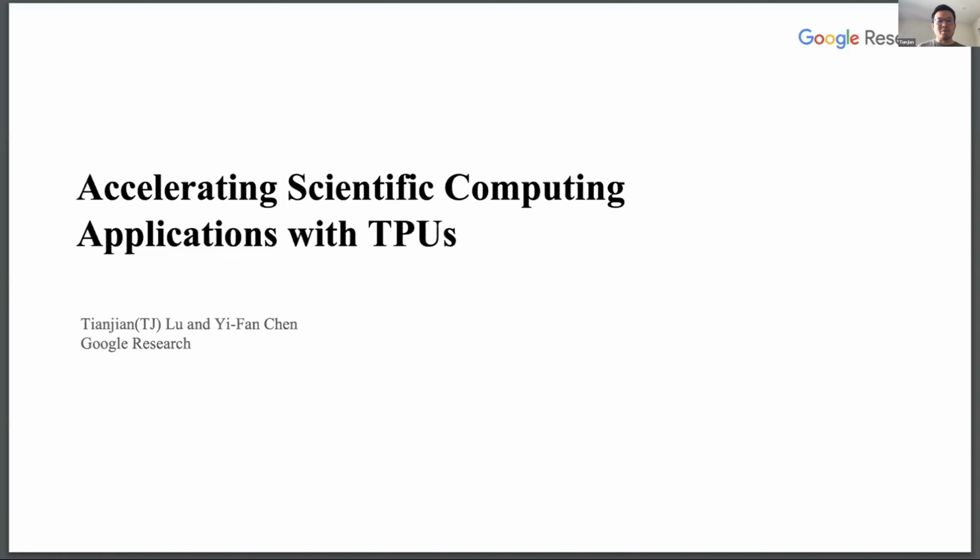Hey, my name is TJ. I'm an engineer at Google Research. So I'm going to talk about accelerating scientific computing applications with TPUs.